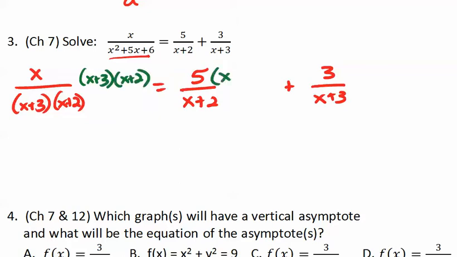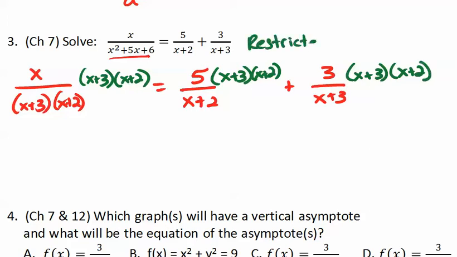So we're going to multiply through by the common denominator since it's an equation. But we have to remember that this equation has restrictions. So remember that we have to avoid division by 0. So at the end of the problem, we can't have x equals negative 2 or x equals negative 3. All right, let's see where we have gotten here.